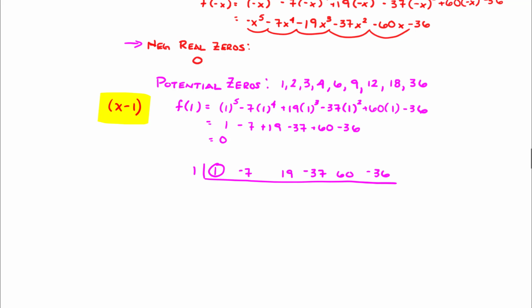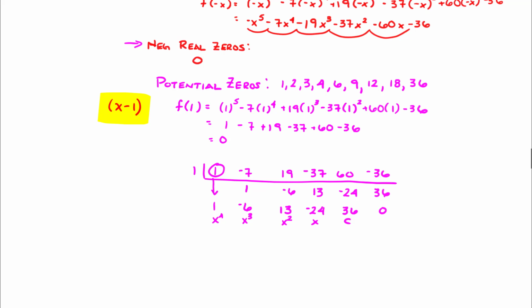So remember, our 1 comes straight down. 1 times 1 is 1. We add these together. 1 times -6, add them together. 1 times 13, add them together. 1 times -24, we add these together. 1 times 36, and we get 0. So our depressed equation, we started out with x to the 5th, so now it starts out at x to the 4th.